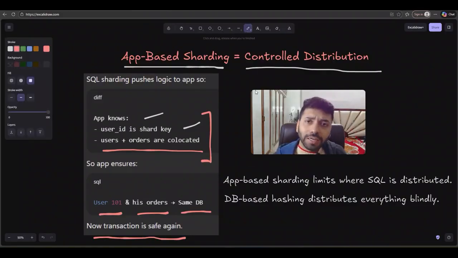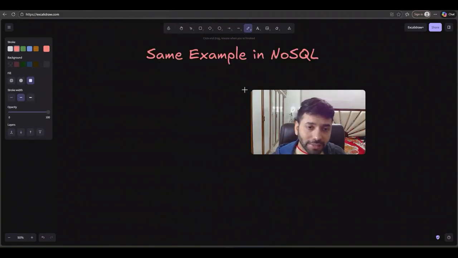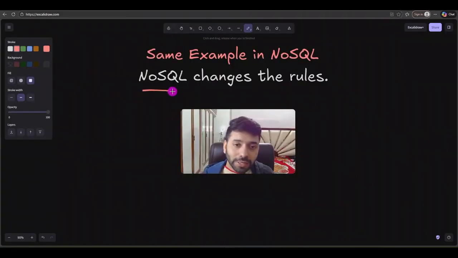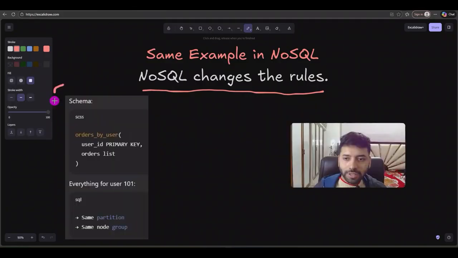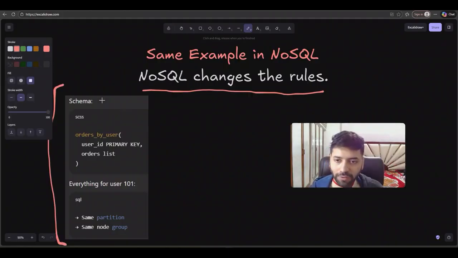But now you will ask how consistent hashing works for NoSQL. So now let's see the same example in a NoSQL database, what happens and how it handles it. The main funda is that NoSQL changes the rules. The rules for SQL were different: it has to follow the ACID properties and all the priorities it has, whereas NoSQL has its own set of rules and its own set of priorities. So this is one example of how you will keep the data in NoSQL. We have taken the example of the Cassandra database in NoSQL.